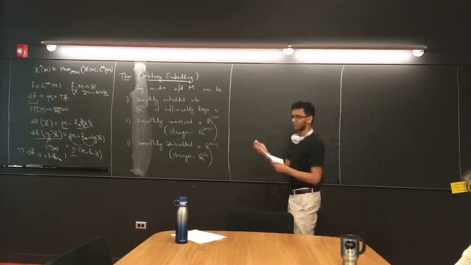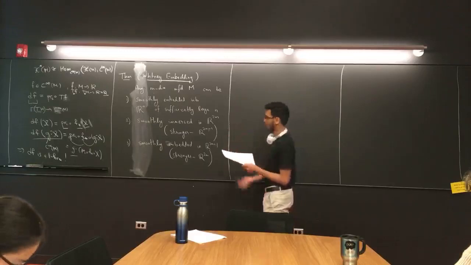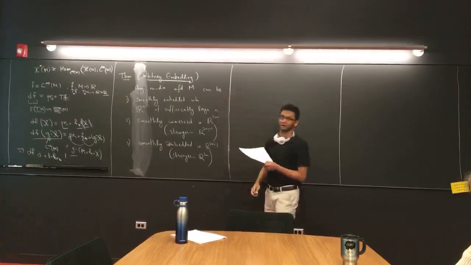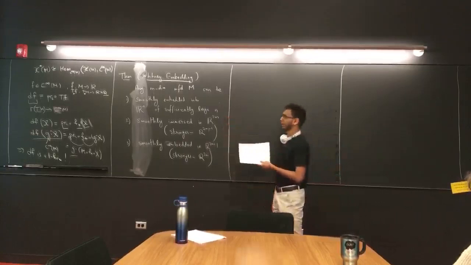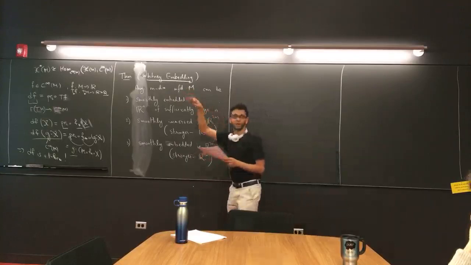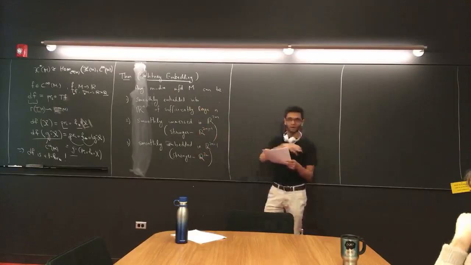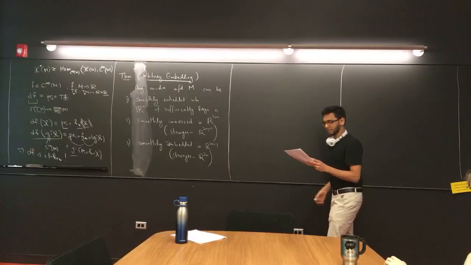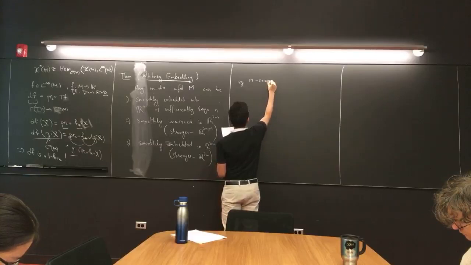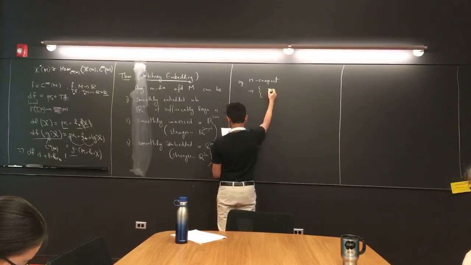So for the most part of this and later, we're mostly just going to use the first version. Being able to embed in some Rn for sufficiently large n suffices. You don't really need these limits on what n can possibly be. And the idea of the proof is to take this manifold and basically map each of the charts into coordinate balls and then try and wrap the coordinate balls around themselves by using extra dimensions. So, for example, if M is compact, then we can write some finite covering by coordinate balls.